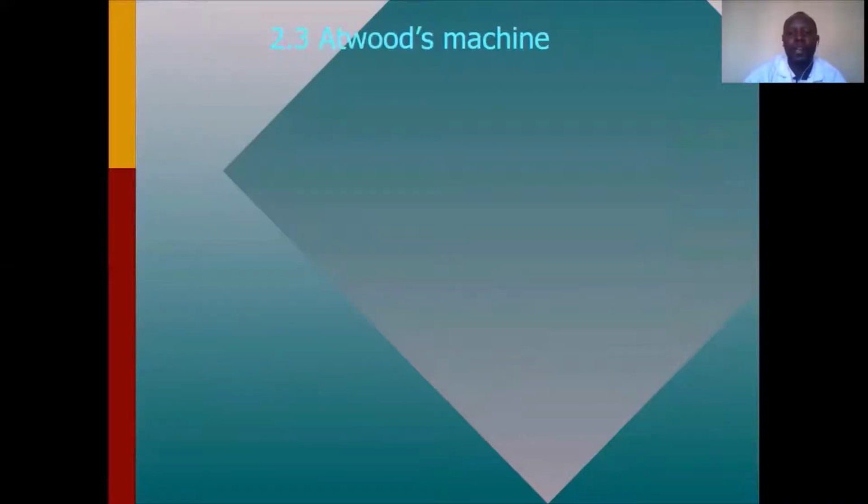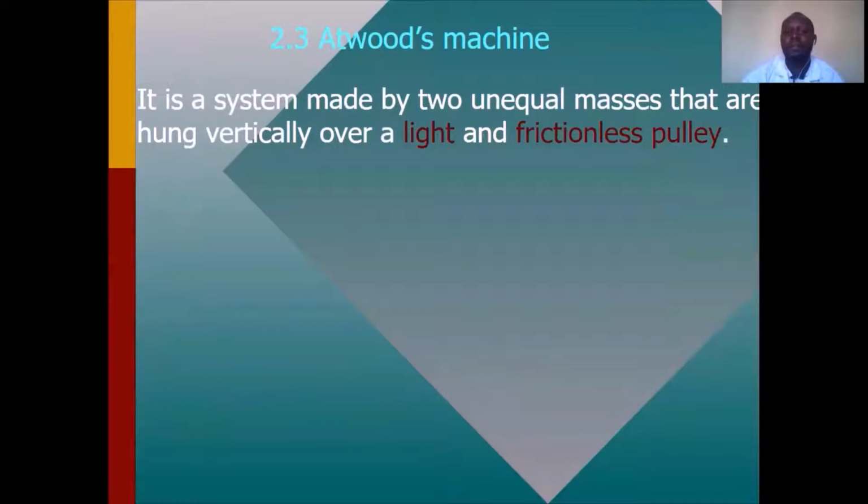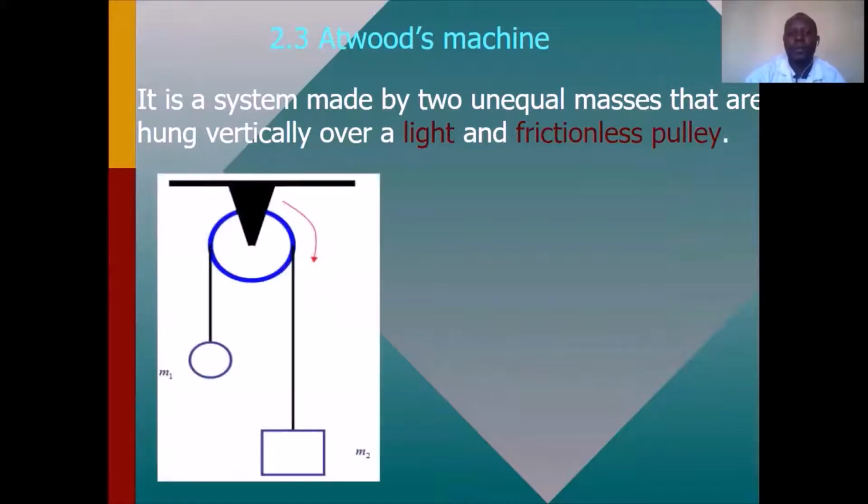The other application is on Atwood machine. Atwood machine is the system made by two unequal masses that are hung vertically over a light and frictionless pulley. We have this system.